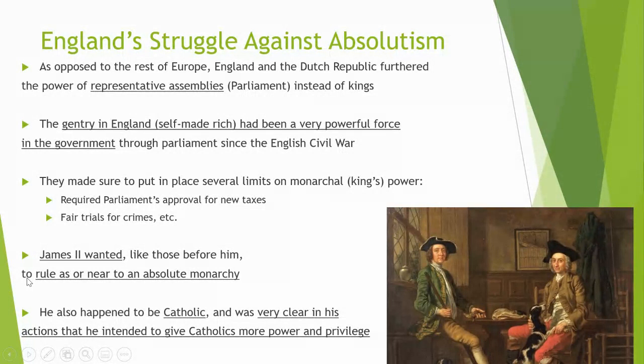So if you remember the order of the English monarchs, the first one we talked about was Henry VII. He was the one with the Star Chamber that started to centralize. Then you had Henry VIII.